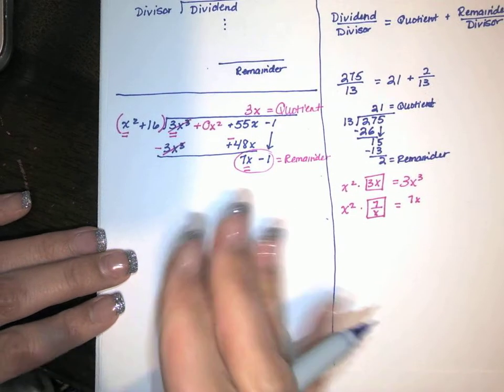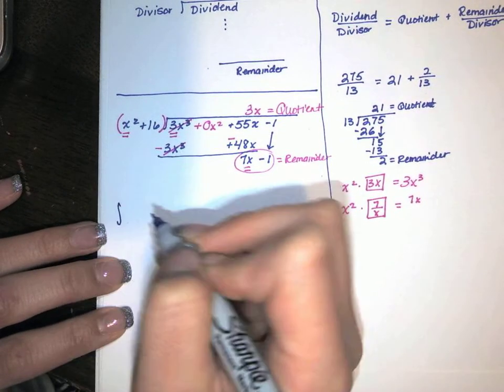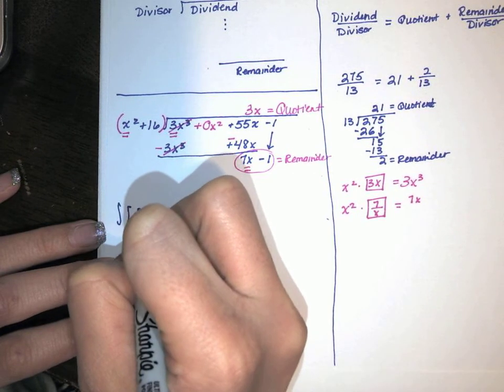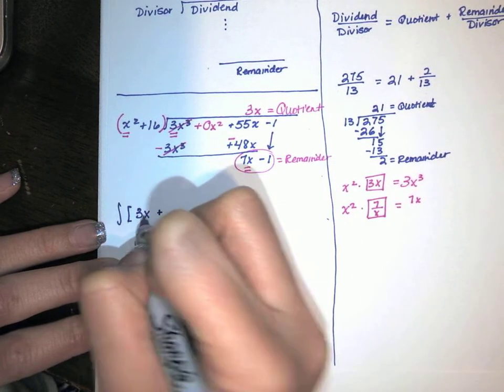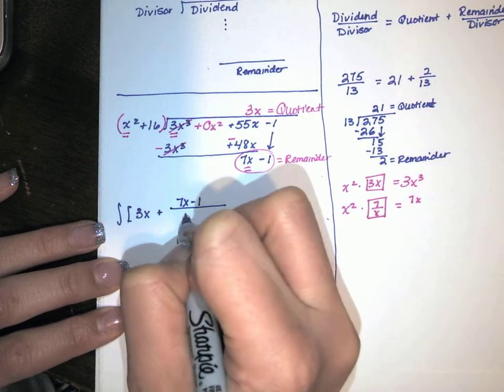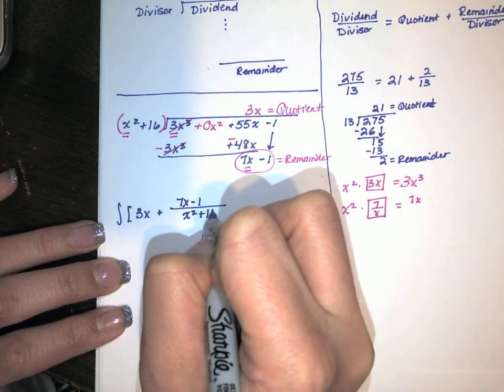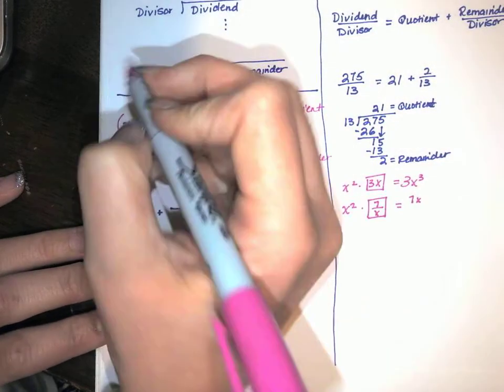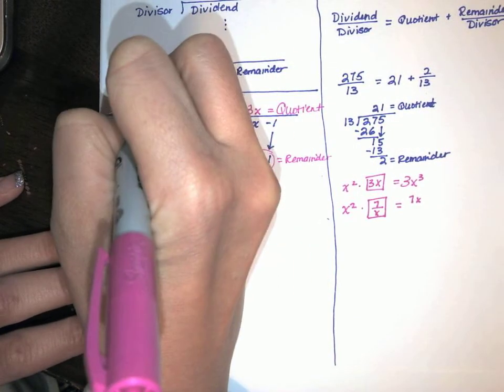And that means our original integrand is equal to 3x plus, that's our quotient, plus the remainder, 7x minus 1, over the divisor, which is x squared plus 16. Remember, this guy is your divisor, the original denominator.